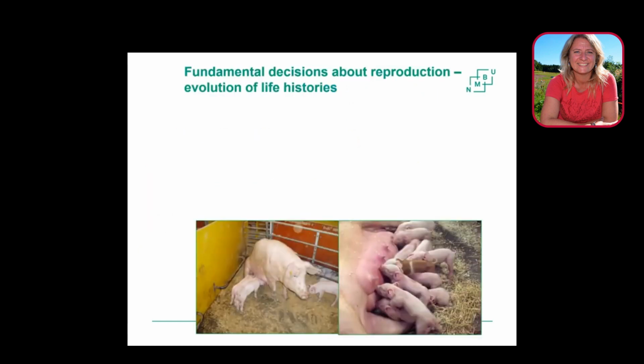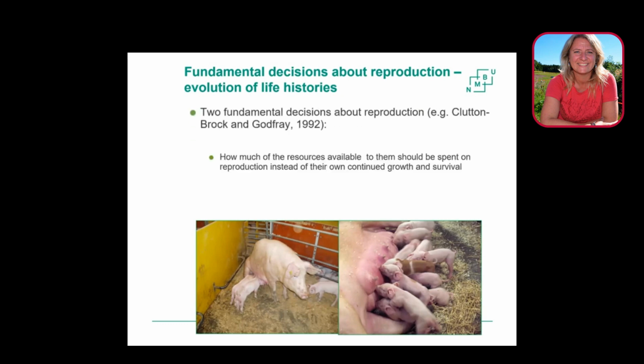Let's first look at the fundamental decisions about reproduction, because we need to know about those biological mechanisms to be able to create an environment that satisfies the behavioral needs of the sow and her litter. So there are two fundamental decisions about reproduction. The first one is how much of the resources available to them should be spent on reproduction instead of their own continued growth and survival.